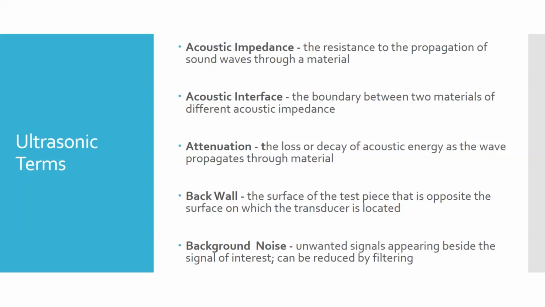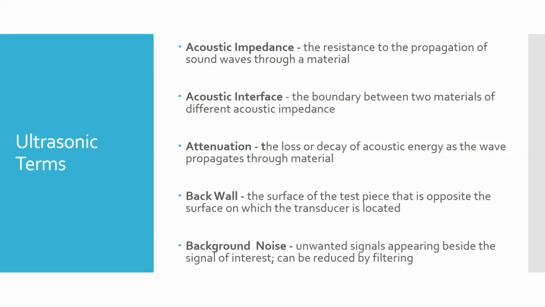When we have a test piece and we're bouncing sound off the opposite side, that's known as the back wall, the surface of the test piece opposite where our transducer is. That's used in what's called pulse echo testing. And primarily we calibrate using what's called our back wall echo, or our back surface echo.